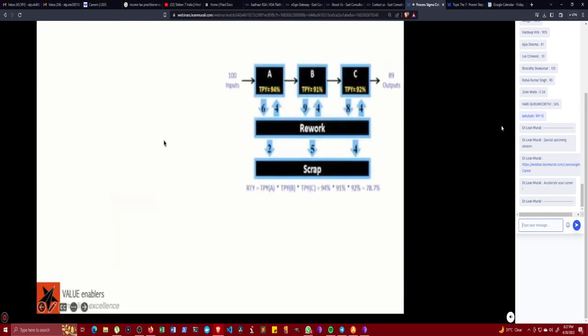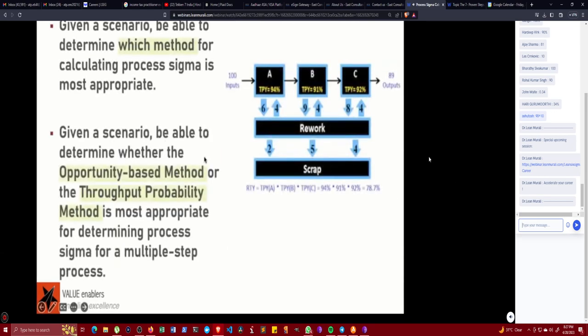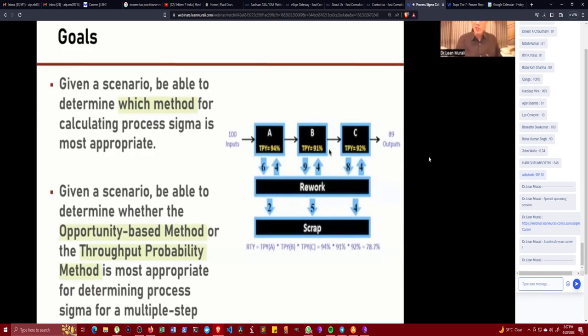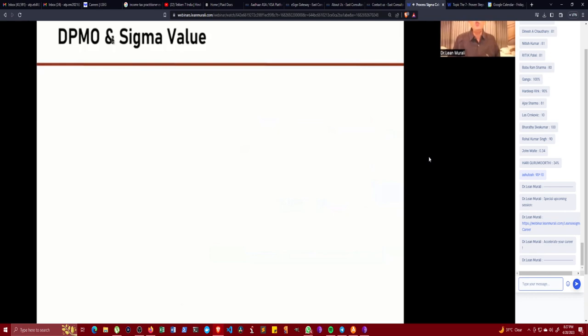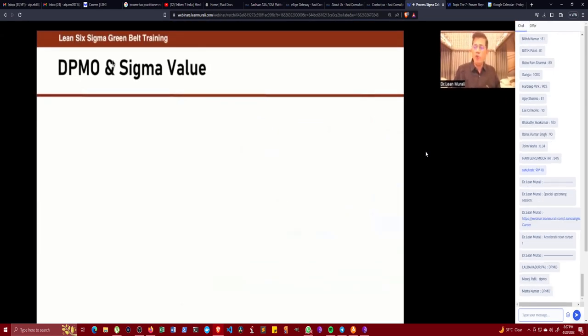Now I'm going to start with something very, very simple. We will take an example of this throughput probability maybe in the next session, so that step by step I will explain it to you. But in this session, what I want to explain is certain terminologies before I go into the throughput yield concept.